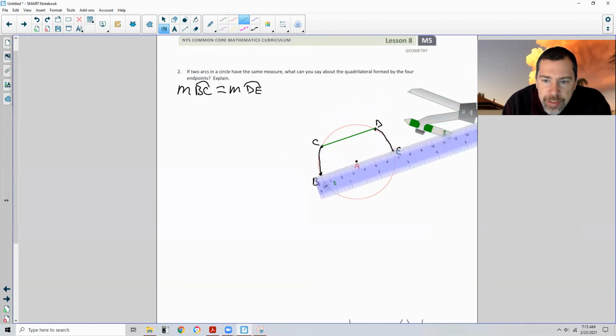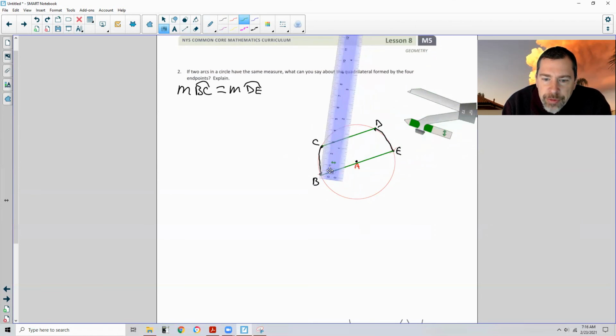I'll bring my ruler down here and put a, holding my breath while I do this, I'm going to pass out. All right, there's the other one. And then I move my ruler up like so.